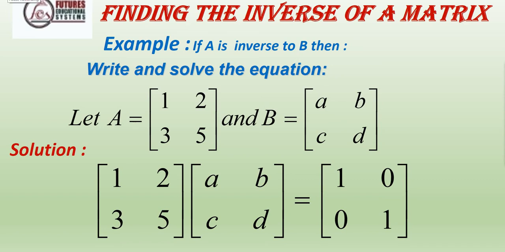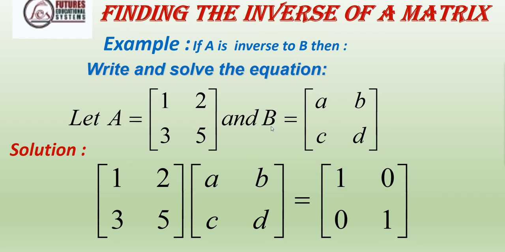Let's go to another example. Find the inverse of a matrix. If A is the inverse of B, then write and solve the equation. Let matrix A of order 2 by 2 equal 1, 2, 3, 5, and matrix B equal A, B, C, D. We want to find the numerical values of A, B, C, and D. Since matrix A and matrix B are inverses, matrix A multiplied by matrix B equals the identity matrix.